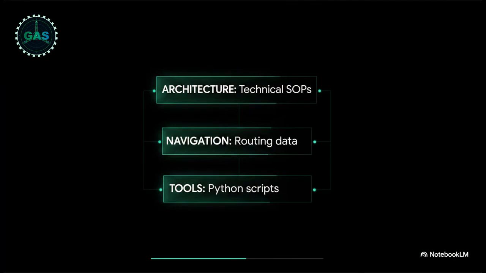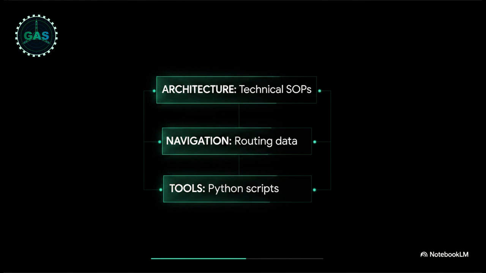We achieve this reliability through a very strict 3-layer architecture. First is the architecture layer. This contains your technical standard operating procedures, written out simply in Markdown. The rule here is incredibly simple. If your logic changes, you update the SOP before you ever touch the code.